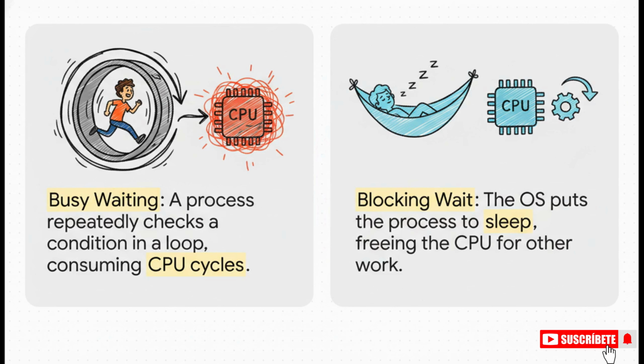The much smarter way is called blocking. Here, the process basically tells the operating system, hey, I'm waiting for this lock. Just put me to sleep for a while and wake me up when it's available. This frees up the CPU to go do other useful work instead of listening to a process complain.